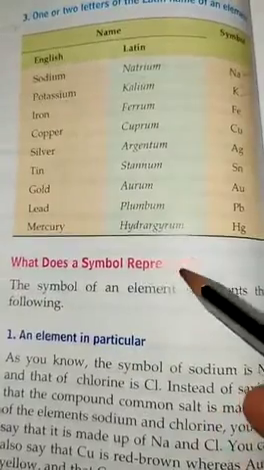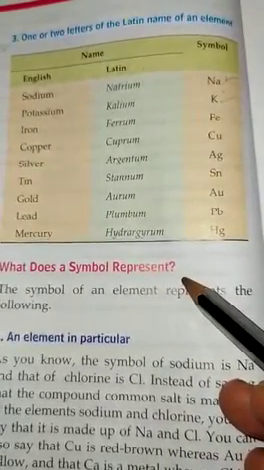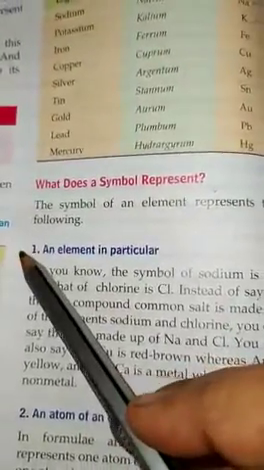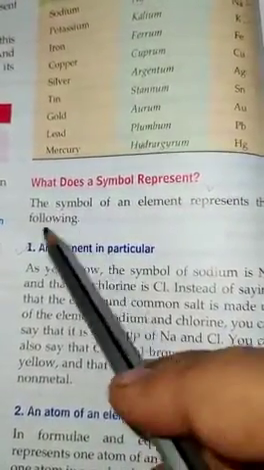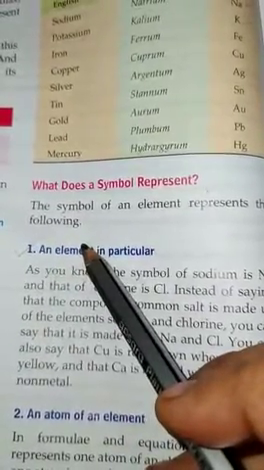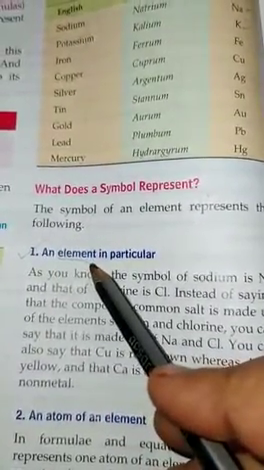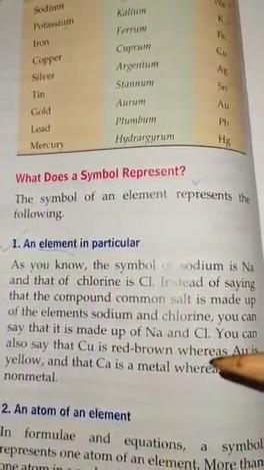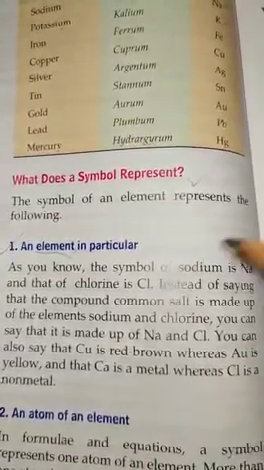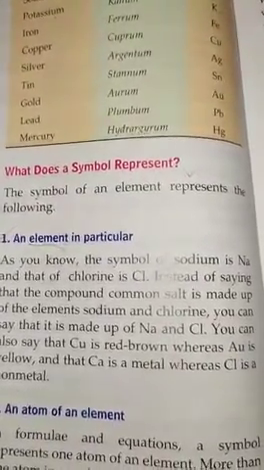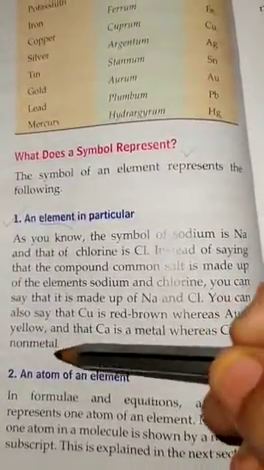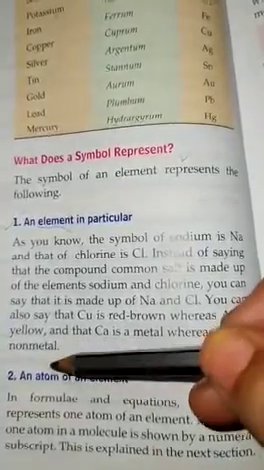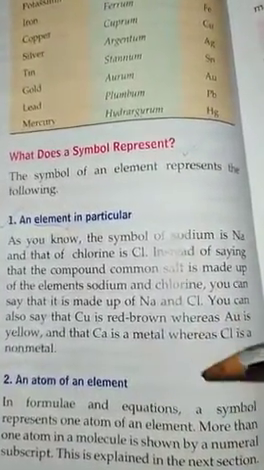Next is, what does the symbol represent? What type of information can you get from the symbol? The symbol will give you information about the element. It can tell you about the properties of the element. In particular, it will tell you which element is existing in a compound or molecule. Next, it will tell about an atom of an element. It will give us information about the atoms of the different elements.